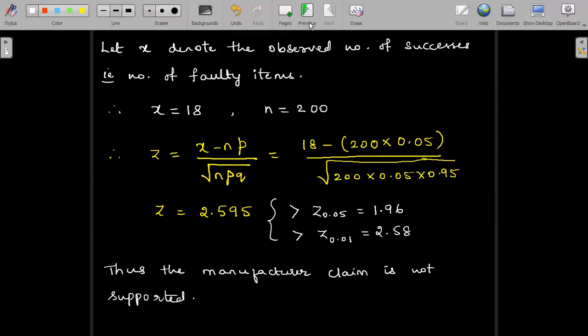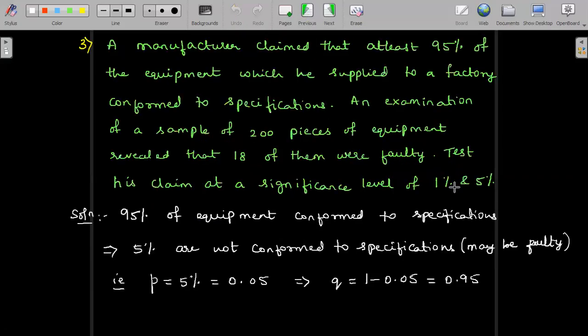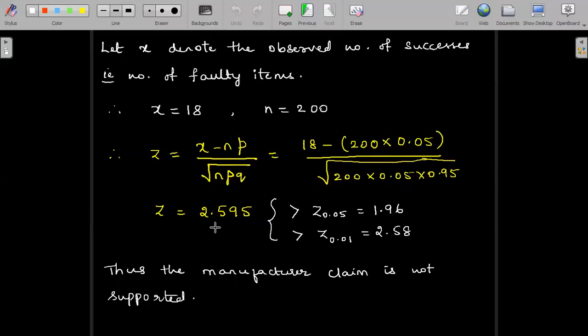So here it is obvious to understand that the hypothesis is claiming whatever the manufacturer is claiming is true. He is claiming that 95% of the items conform to specifications, meaning he has verified the items and he is selling it. But that is not true, because we have got Z calculated value greater than the table value. That is why we are rejecting the hypothesis, which is one and the same as saying the manufacturer claim is not supported.